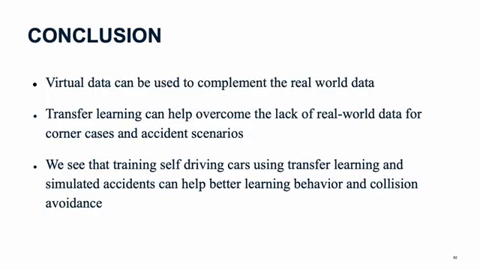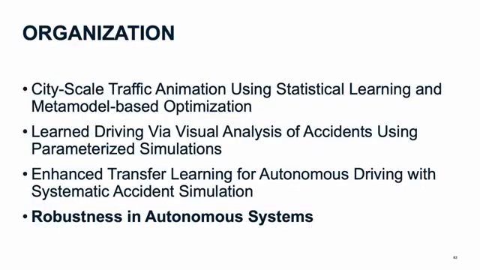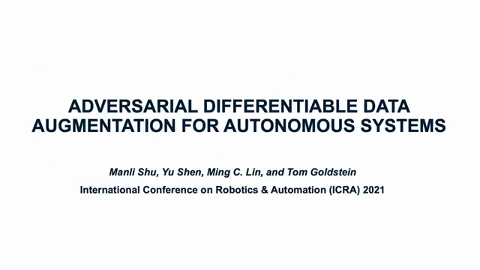So the conclusion is that we see through these examples, virtual data or simulated data can indeed be used to complement the real-world driving data. Transfer learning can help overcome the lack of real-world data for corner cases and accident scenarios. We see that training self-driving cars using transfer learning and simulated accidents can improve the learned driving behaviors and collision avoidance. Next, I'm going to discuss how to improve robustness in autonomous systems.